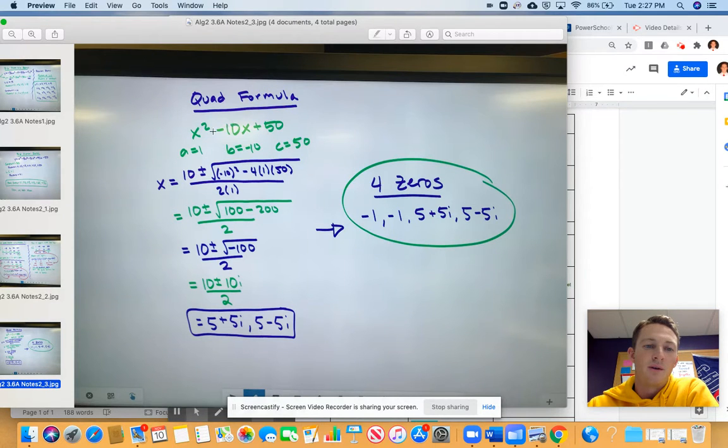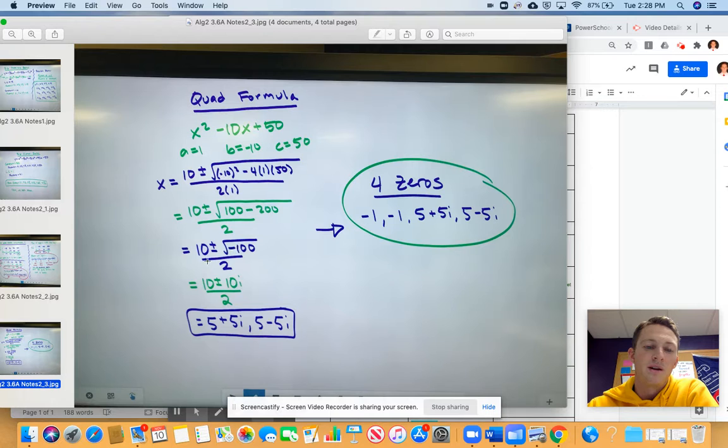Our a is 1, our b is negative 10, our c is 50. We're just going to plug in to the quadratic formula. So opposite of b plus or minus the square root of b squared minus 4ac all over 2 times a. We're just simplifying, so 10 plus or minus, negative 10 squared is 100. Negative 4 times 1 times 50 is negative 200. 2 times 1 is 2.